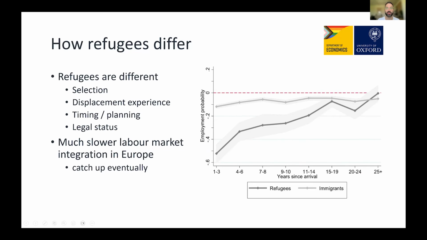So my suspicion here is that not all that much is driven by selection, and a lot of this is actually driven by people integrating, achieving the skills and the language requirements, and finding jobs slowly. And the question is really, how can we speed that up, and how can we make it so that they're able to do so quicker?